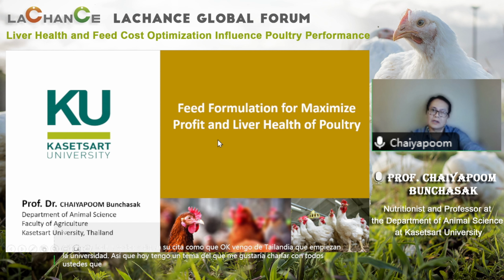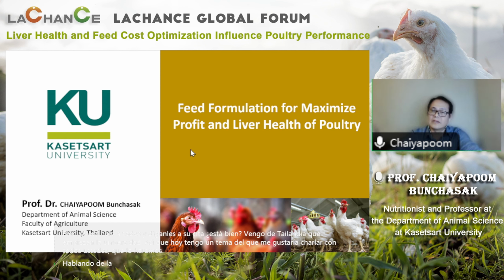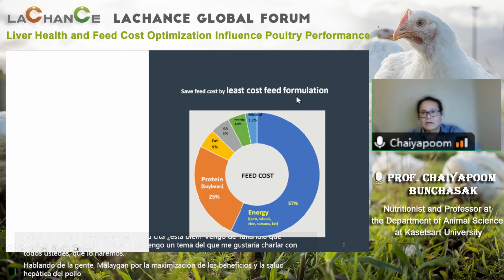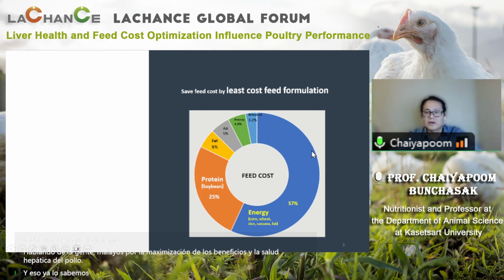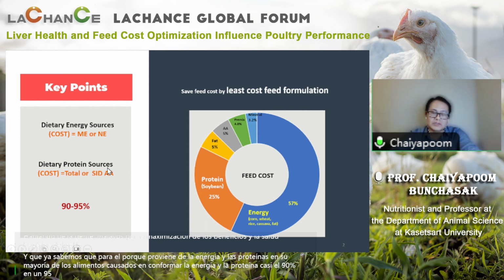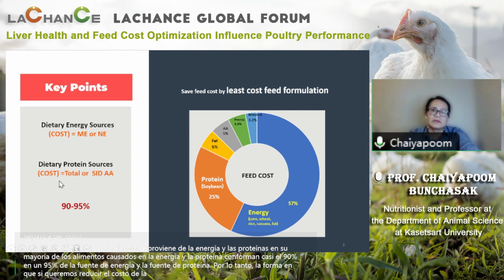I will be talking about feed formulation for maximizing profit and the liver health of the chicken. And we already know that the feed cost comes from energy and protein. Mostly the feed cost comes from energy and protein, nearly 90% or 95% from the energy sources and the protein sources. So if we want to reduce the cost of the feed, we have to focus on the energy and the protein.